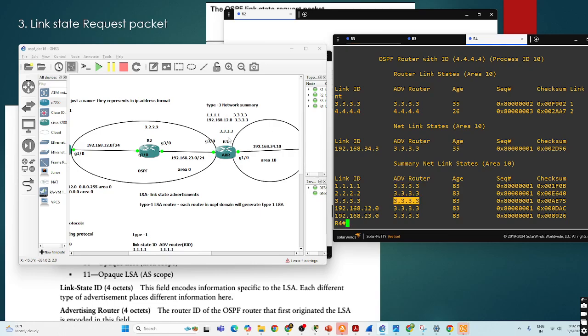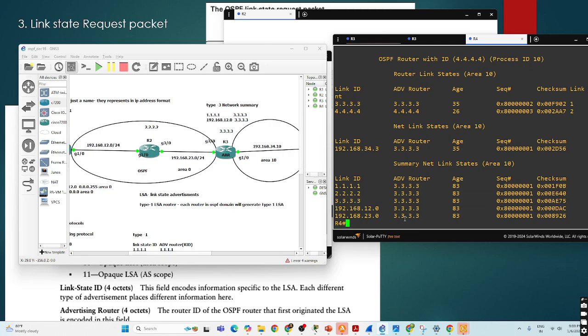We are seeing the ABR router ID, right? Whatever we discussed theoretically, we are also seeing here practically. Yes or no? All are converted, and you can see the proof as this ABR, 3.3.3.3, is generating them. That's why it is converting.